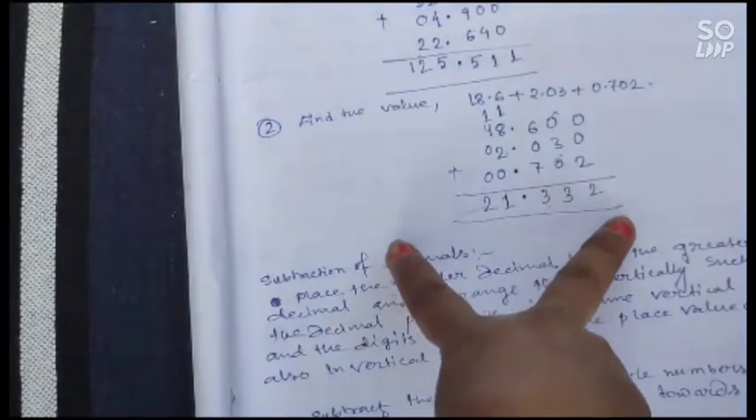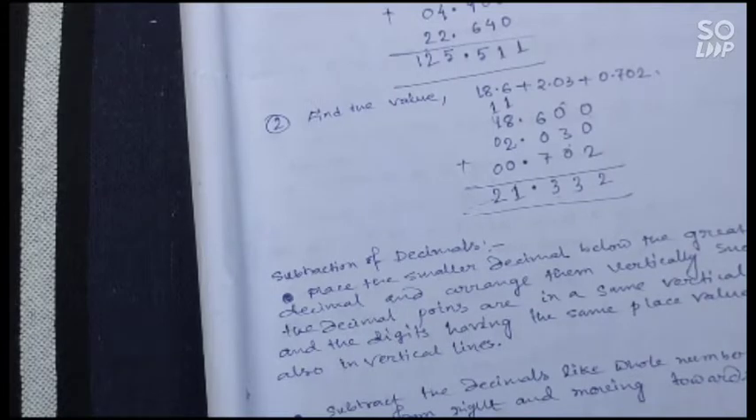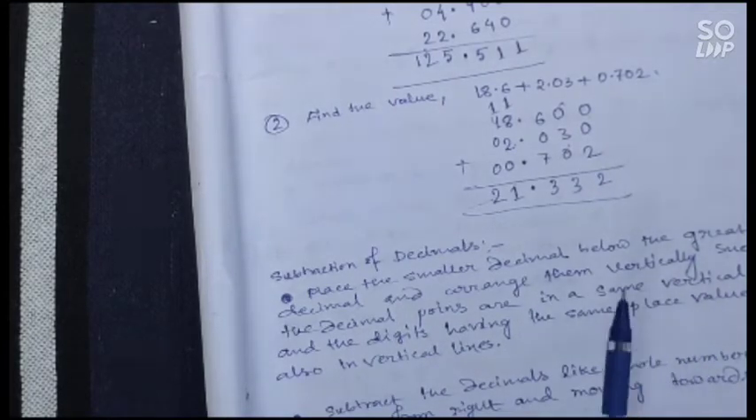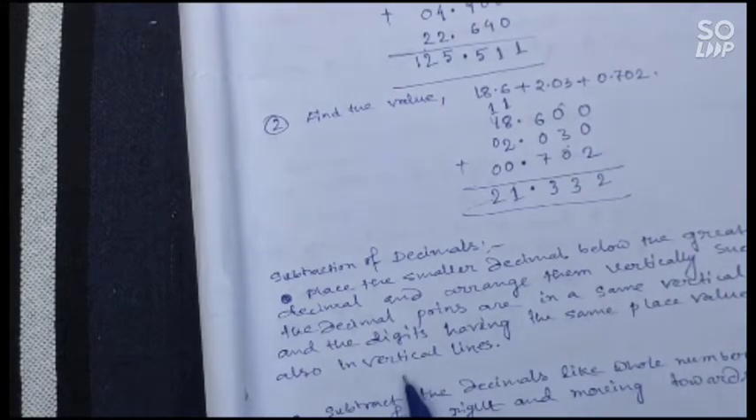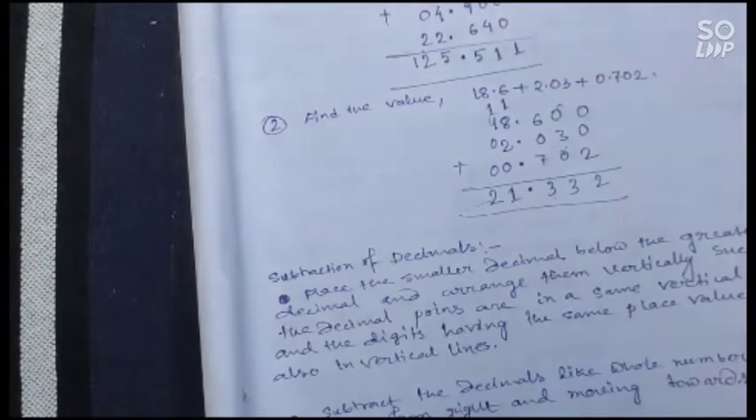First of all, you have to write the greater decimal, then below the greater decimal you have to write the smaller decimal and arrange them vertically such that the decimal points are in the same vertical line and the digits are aligned. This is the same as addition. You have to arrange the decimal numbers in subtraction just like the addition of decimals. The difference is you have to place the smaller decimal below the greater decimal.